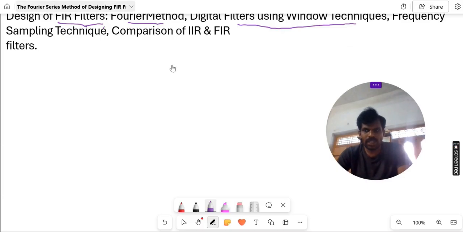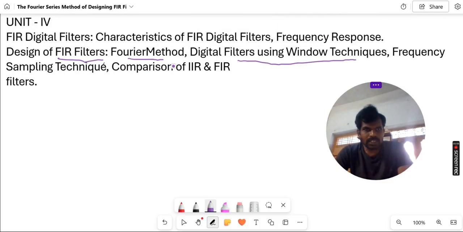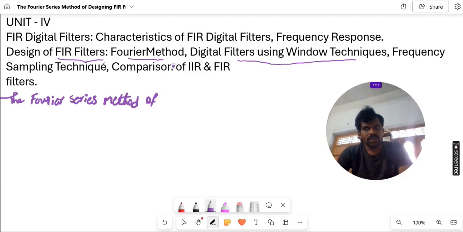Let us put a heading: the Fourier series method of designing FIR filters. In the syllabus, it is given as the Fourier method, which is also called the Fourier series method. So that is the reason.